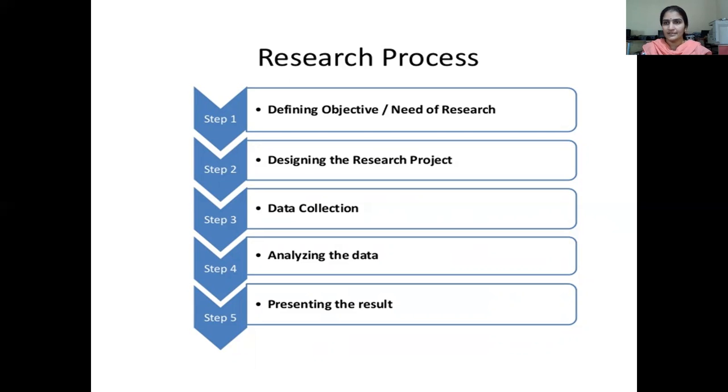Once the data is collected, both the primary and the secondary data, then we are going to analyze the data. Once the analysis of data is done, finally, presenting the result, we are going to present the result in the form of a report. So these are the 5 important steps in the research process. First is defining objective, designing the research project, data collection, analyzing the data, and then presenting the result.